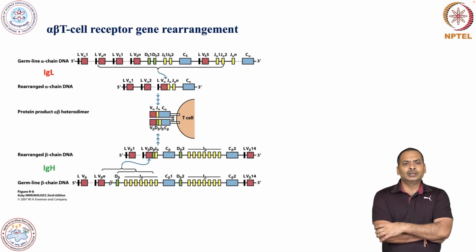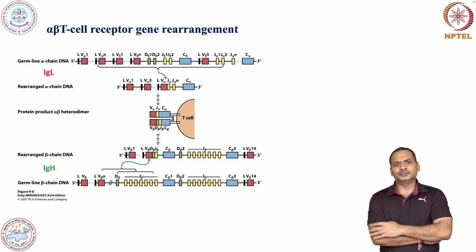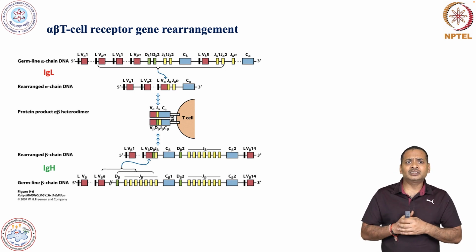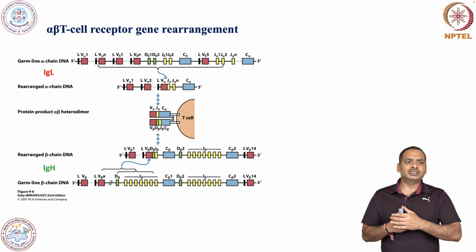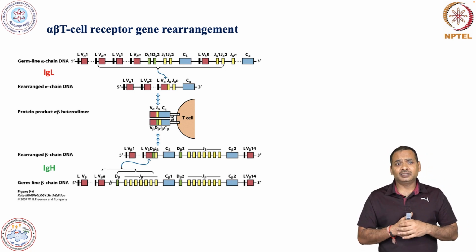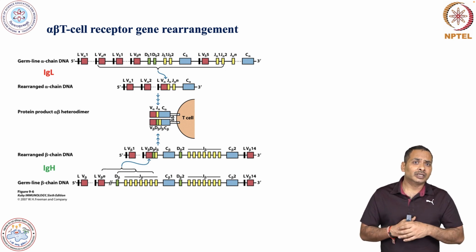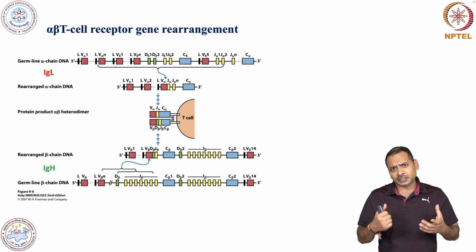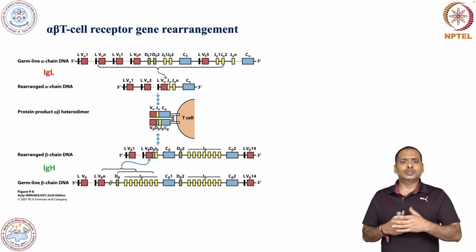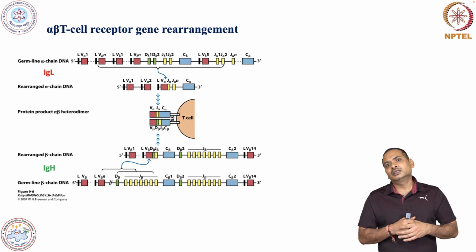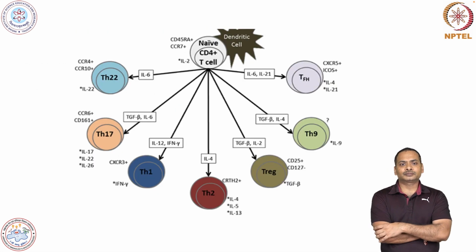Just for your quick understanding, I am showing the gene rearrangement in the case of the alpha beta T cell receptor. Here you can see that alpha is like the immunoglobulin light chain, and beta is like the immunoglobulin heavy chain, and there will be a recombination as I explained in the case of B cells. It is quite similar, and then the mature alpha beta TCR will appear on the T cells.